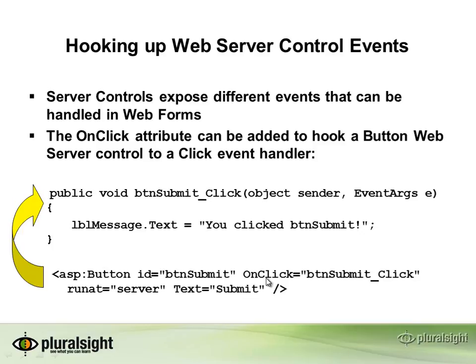So in this case, you'll see that we're linking the event handler, which is called button submit click, to the actual button through this onClick equals, and then we give it the name. Now, when that button is clicked, the form posts back. ASP.NET will then automatically invoke button submit click. It'll pass in the sender, which would be the object, and there won't be any event args in the case of a button. And then in this case, we're going to update some label called label message.text to you click the button submit button.